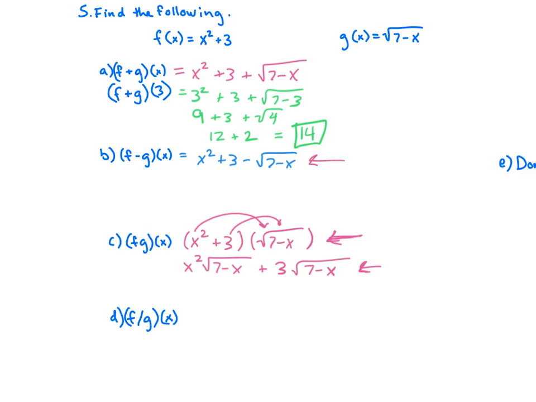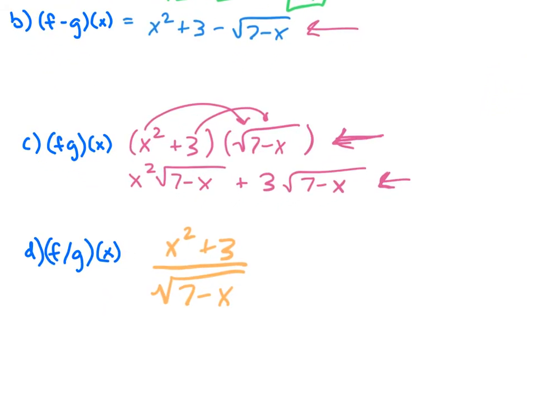Okay, so now for dividing, we have our f on top, so x squared plus 3 divided by the square root of 7 minus x. Now we can't get 0 on the bottom, so we have to say that this cannot equal 0. So if we set it equal to 0, to find when it would be equal to 0, then we can say that that's our restriction.